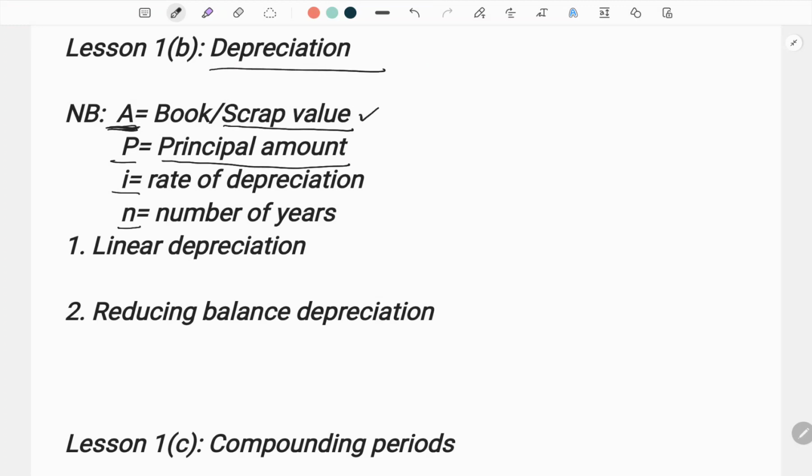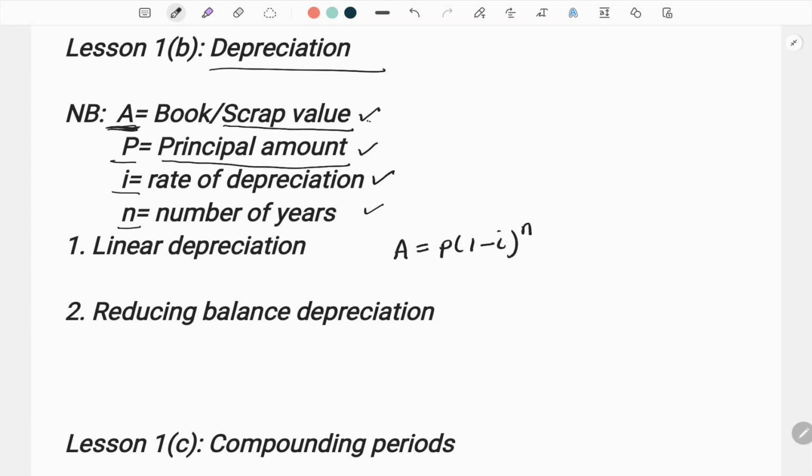The book value is always smaller than the principal amount, as compared to simple interest and compound interest, whereby the accumulated amount, the A, is bigger than the P. Here the P is bigger than the A. Then I is the rate of depreciation, N is the number of years. There are two types of depreciation. The linear depreciation is A equals P times 1 minus I to the exponent of N.